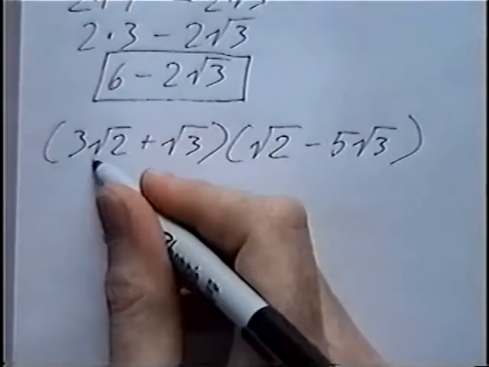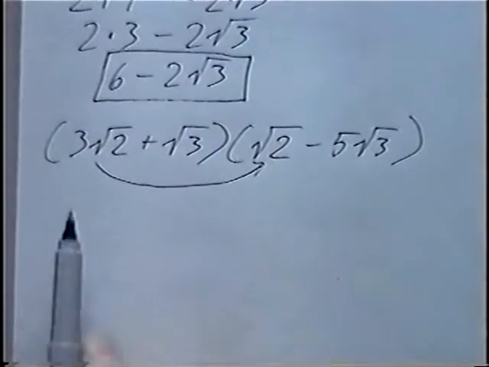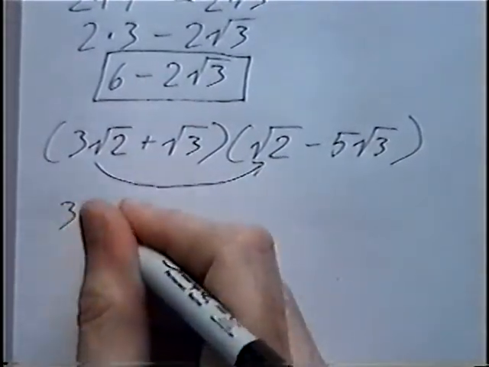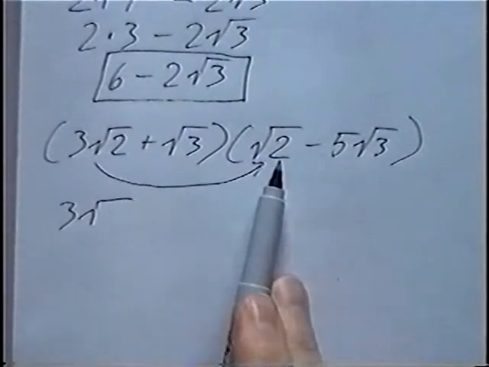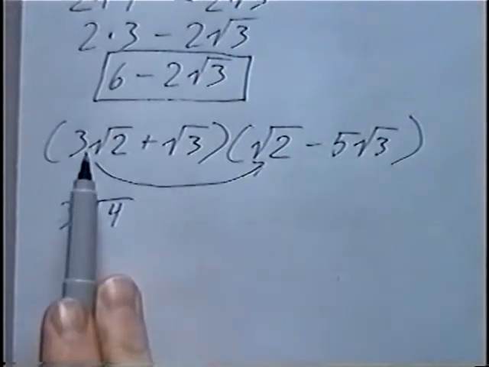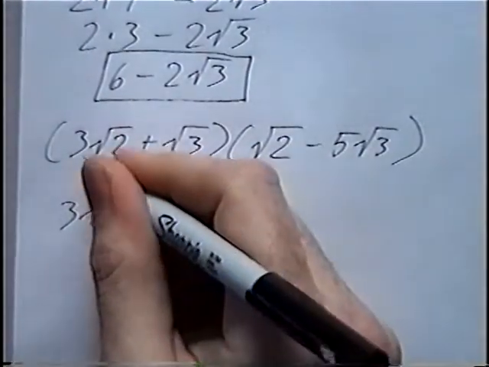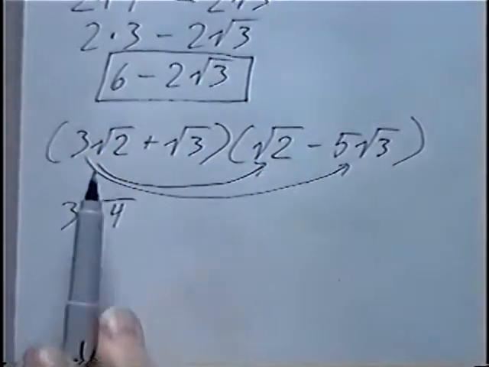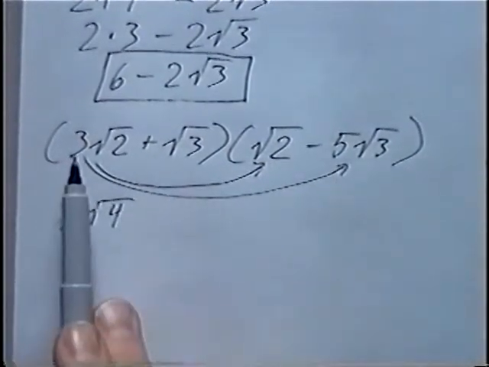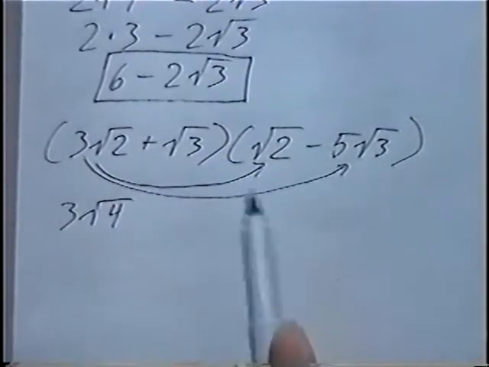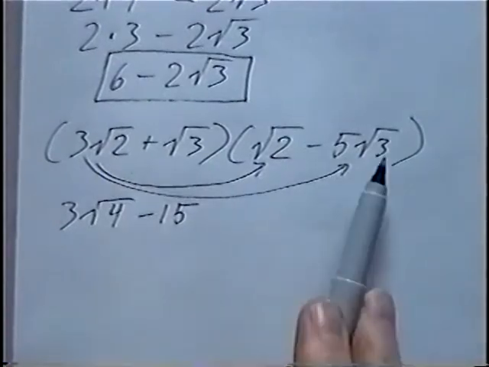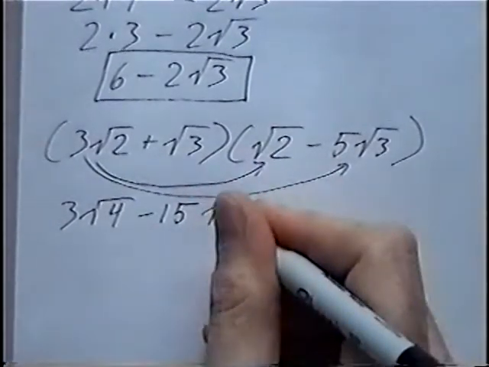We'll multiply the first terms together, which would be 3 radical 2 times radical 2. The 3 would stay the same, and radical 2 times radical 2 would be radical 4. Multiplying the outside terms for FOIL would be 3 radical 2 times negative 5 radical 3. The numbers outside the radical, 3 and negative 5, we can multiply for negative 15, and radical 2 times radical 3 would be radical 6.